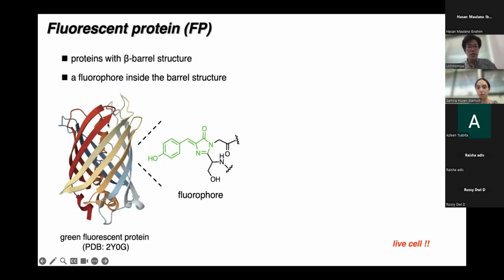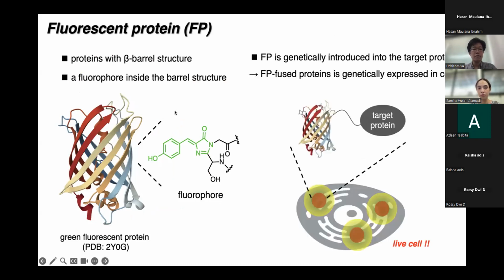The fluorescent protein is a protein with a beta barrel structure. It's like a barrel and has a fluorophore inside this barrel. And in fluorescence imaging, this fluorescent protein is genetically fused with the target protein, and this fused protein is genetically expressed in cells. That's why we can conduct live cell imaging of the target protein.